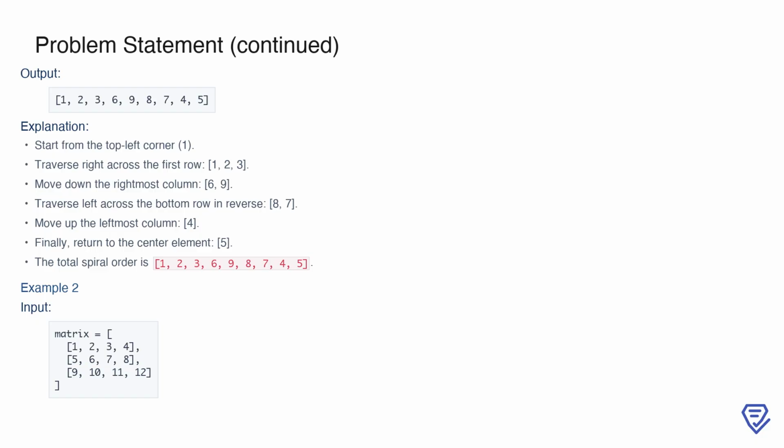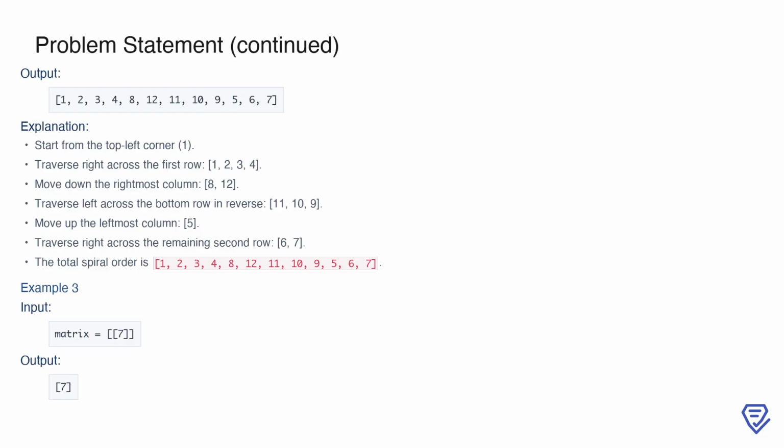Now, let's look at another example with a matrix that has 3 rows and 4 columns. The traversal begins at the top left corner with the element 1 and moves right across the first row, collecting 1, 2, 3, 4. Next, we move downward along the rightmost column, collecting 8, 12.